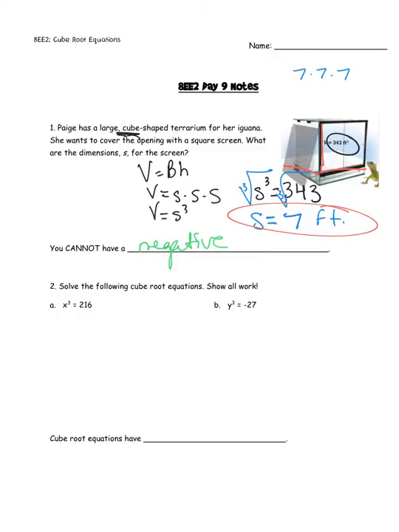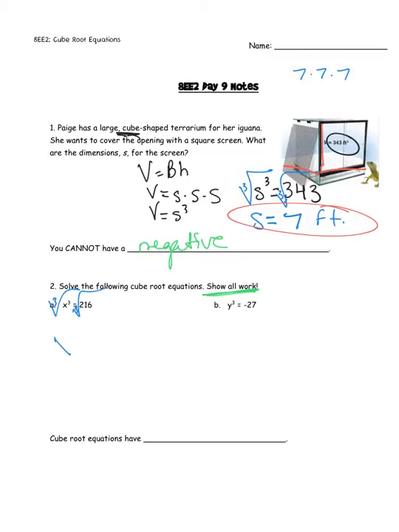All right, next part. Let's go ahead and solve these cube root equations, noting that it says to show all work. So we're going to show our work, and then we're also going to plug it back in to check our work. All right, the first question says, x cubed is 216. Well, in order to reverse cubed, I'm going to find the cube root. So I'm going to show my cube root symbol on this side, and then the same thing over here.